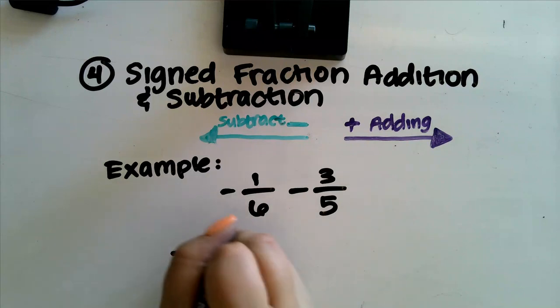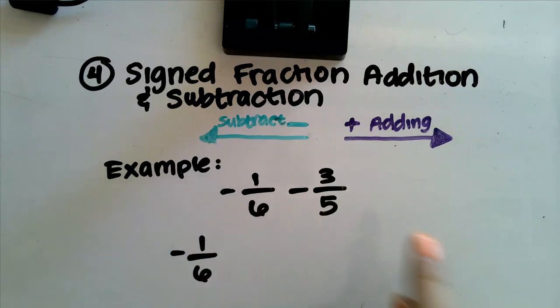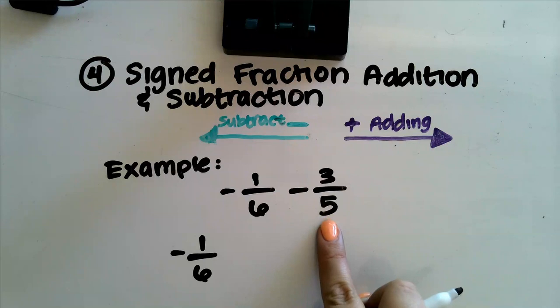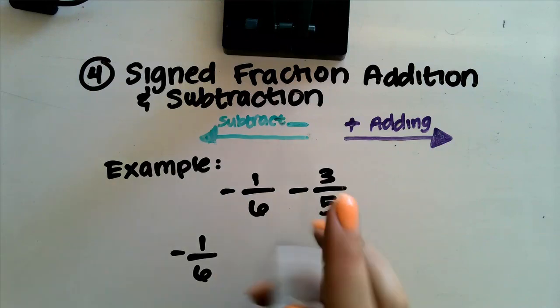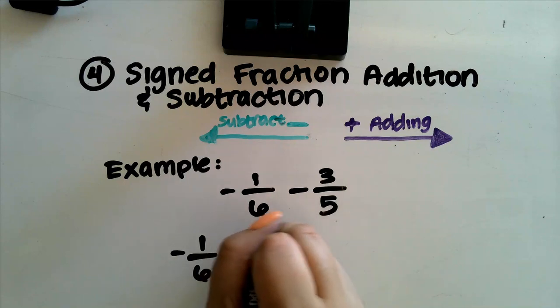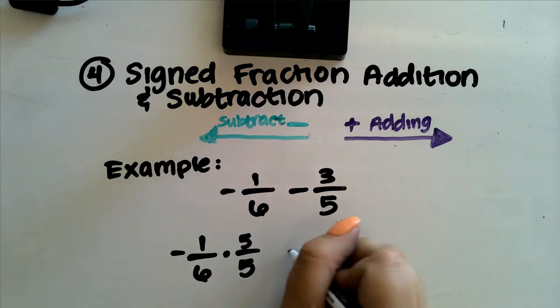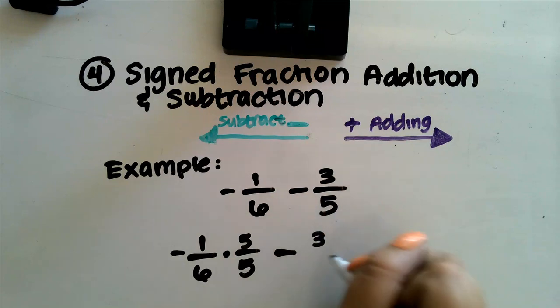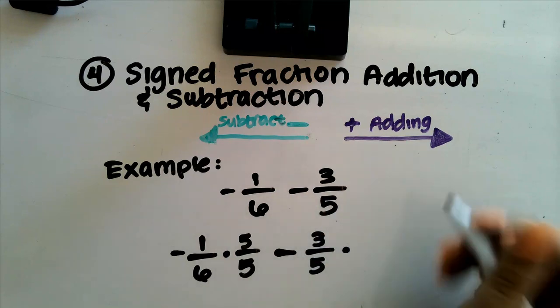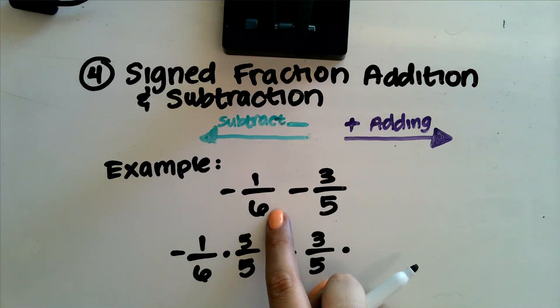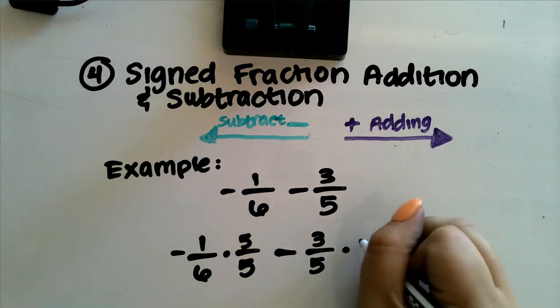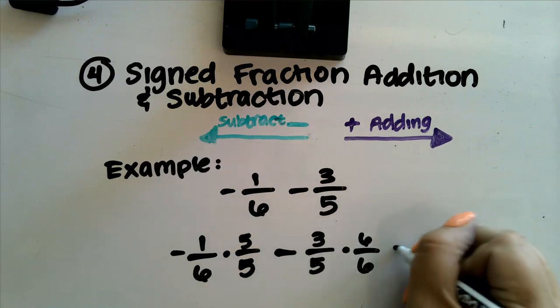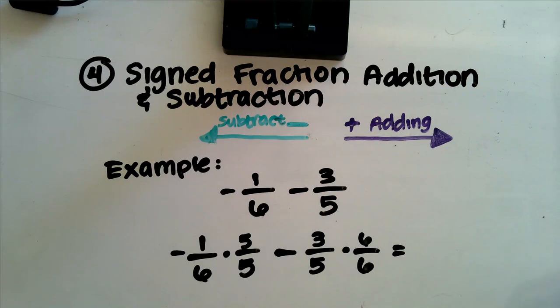I'm going to rewrite our first fraction, negative 1/6, and remember, I'm going to multiply this fraction by the opposite fraction's denominator times 5/5 minus, we're going to do the exact same thing to our second fraction. Now I'm going to multiply it by that first fraction's denominator.